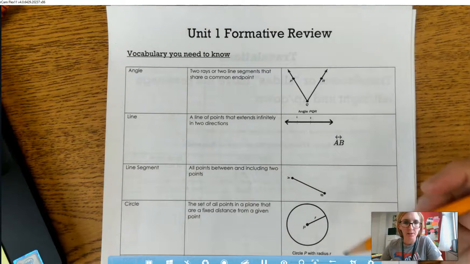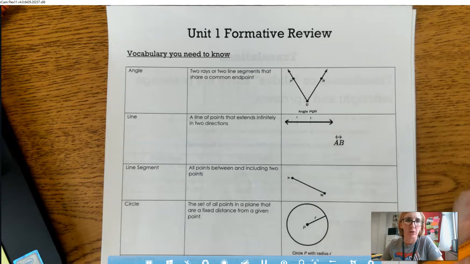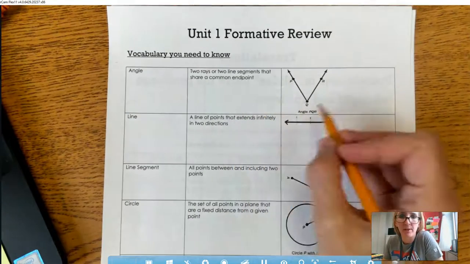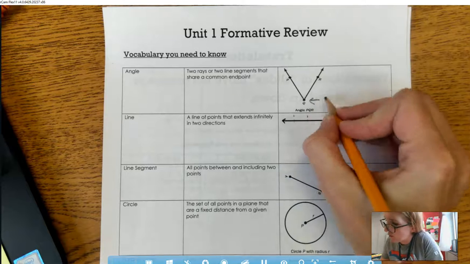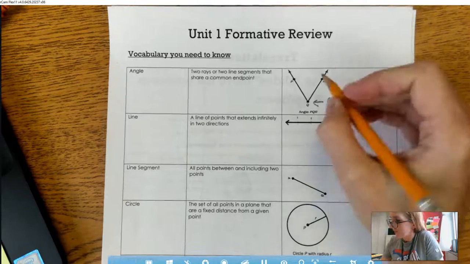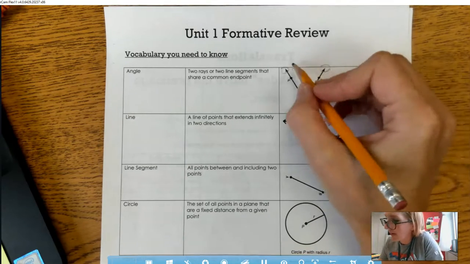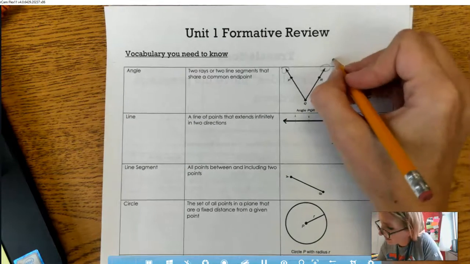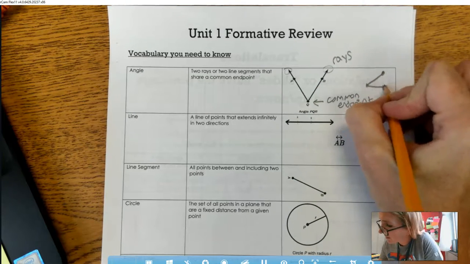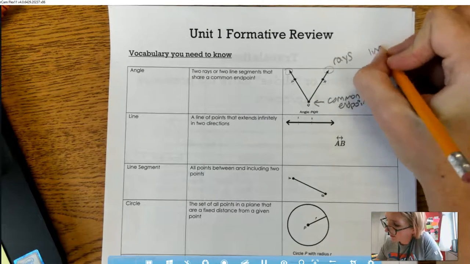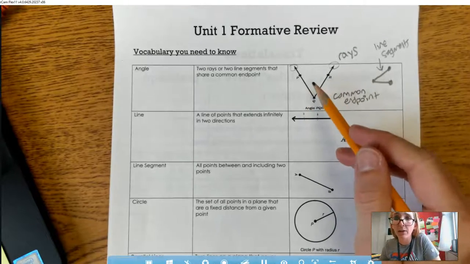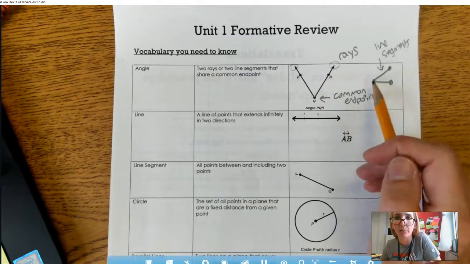We may not have explicitly addressed all of these geometric definitions, so I'm going to go ahead and go over them now. First one, an angle. Two rays or two line segments that share a common endpoint. So Q right here is my common endpoint. And then these are two rays because they have arrows that go on forever. If it were two line segments, it would look like this. All right, so an angle can be formed by two rays or two line segments that share a common endpoint.